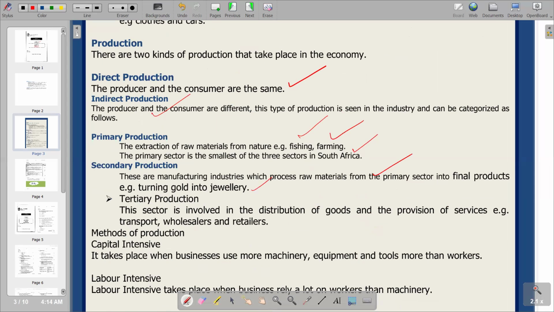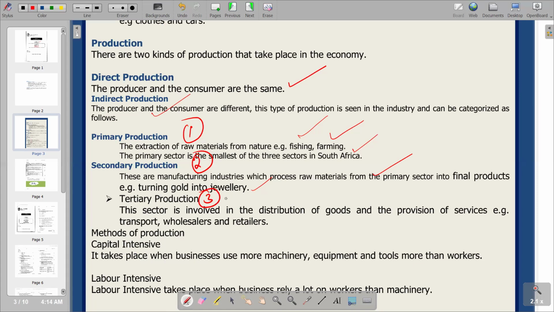Then we also have tertiary production. Remember, we looked at primary production and secondary production. Now we can look at tertiary production, whereby this sector is involved in the distribution of goods and the provision of services. For example, transport, wholesalers, retailers. In other words, under indirect production, we have one, primary production, then secondary production, and then tertiary production is number three. So basically that's what we have.